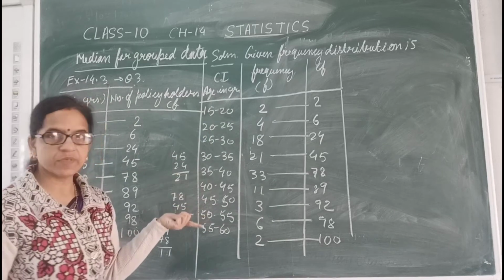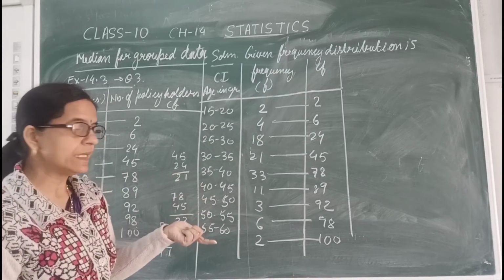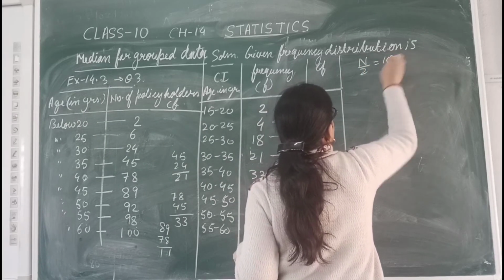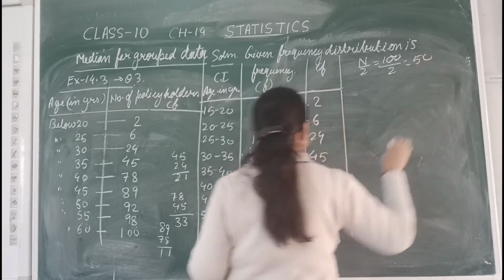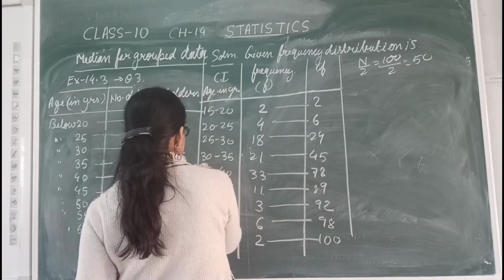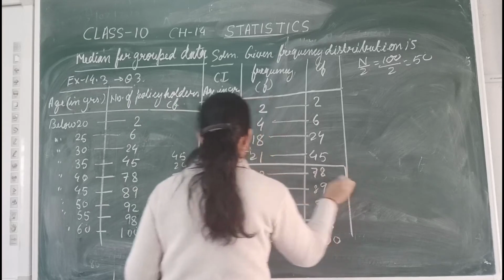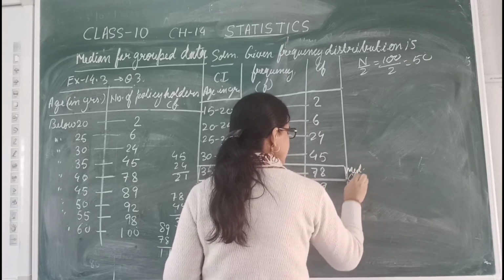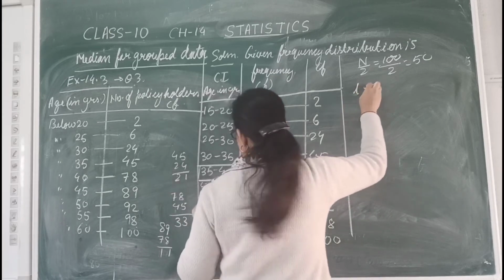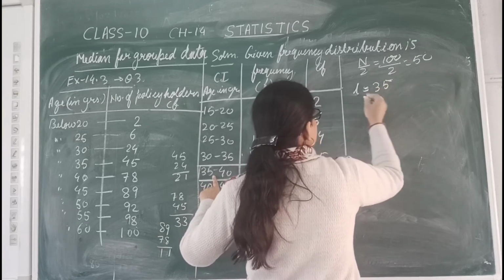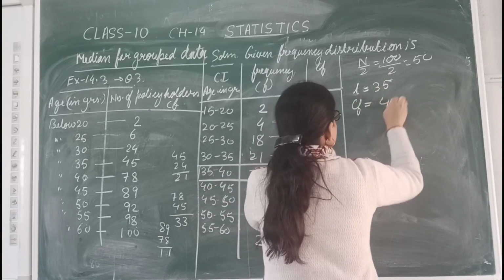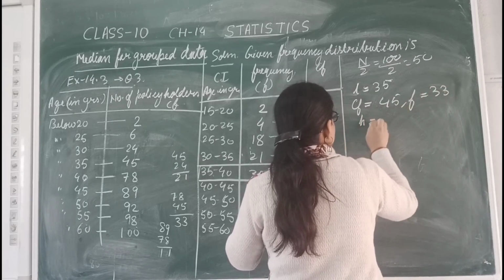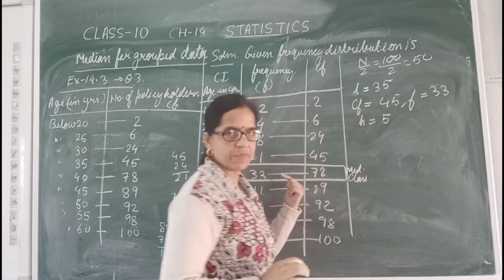So we have made the table which is required for our calculation. Now n is 100, so n by 2 is 100 by 2, it is 50. So just greater than n by 2 is 78. So our median class is this one. So L equals the lower limit of the median class, CF equals the cumulative frequency before the median class, F is the frequency of the median class, and H is the width of the median class.